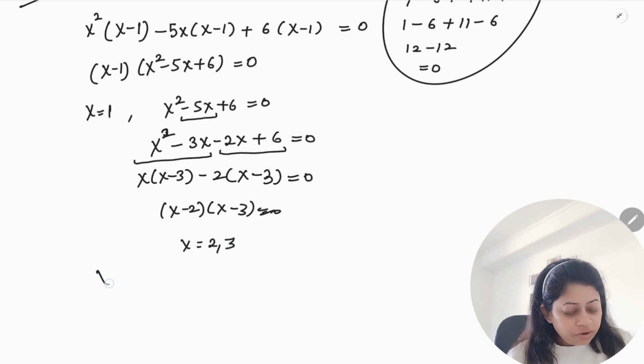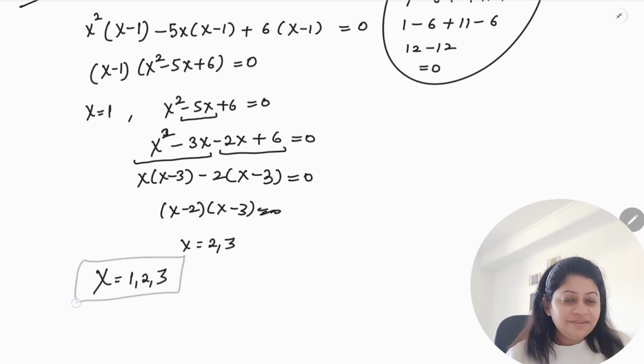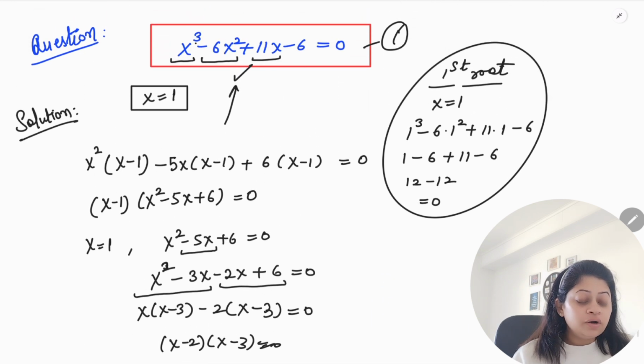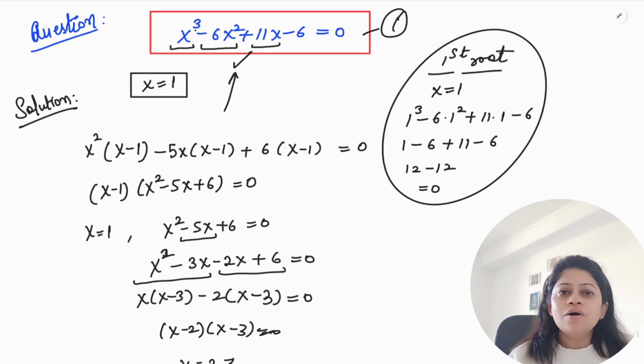So we got three values of x. Those are 1, 2 and 3, right? So we had a cubic equation, and we found all the three values of x, right? So I hope you understood this. This is a very easy short trick.